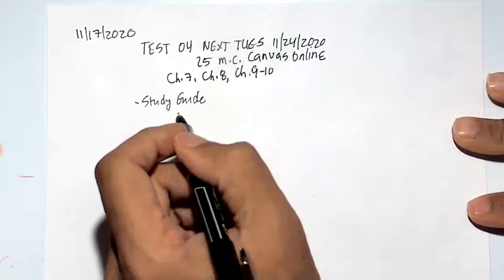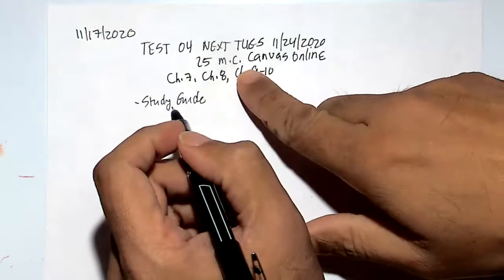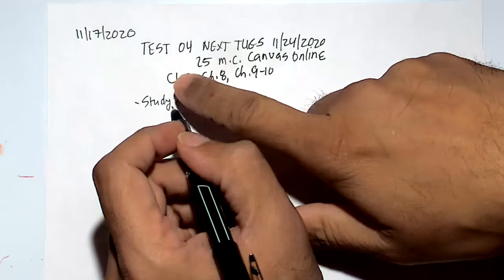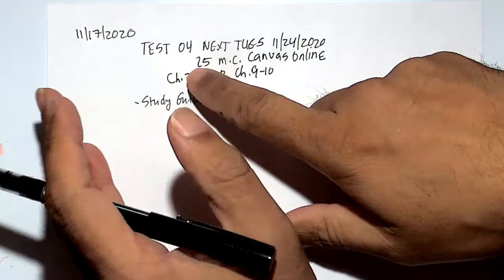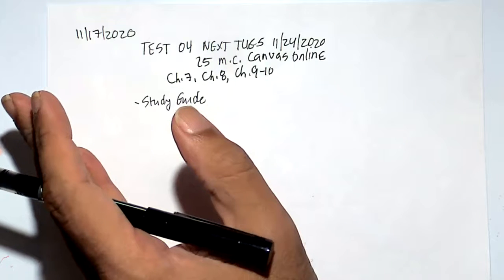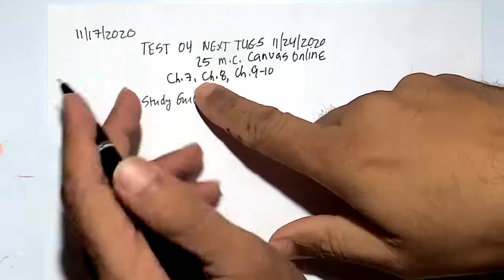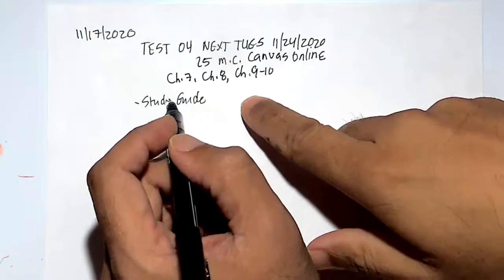So, test 4 next Tuesday, 25 multiple choice questions, on Canvas online. Log in on Tuesday anytime, from I think midnight to the morning, and it will cover chapters 7, 8, and then 9 and 10 together.